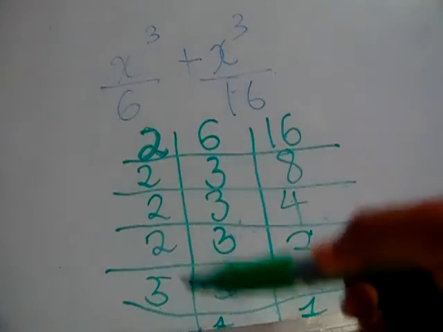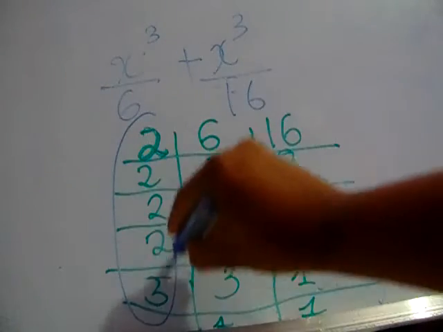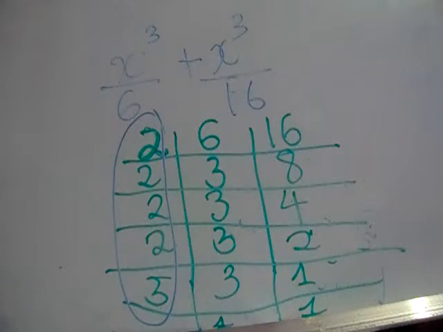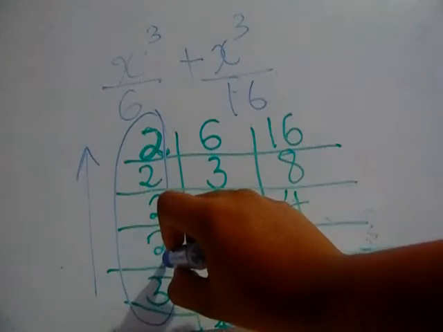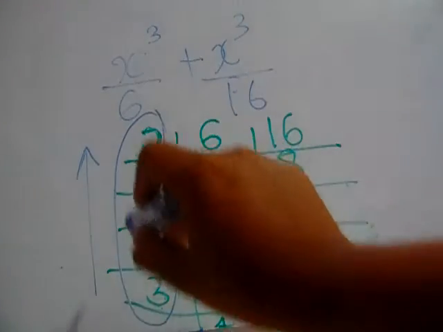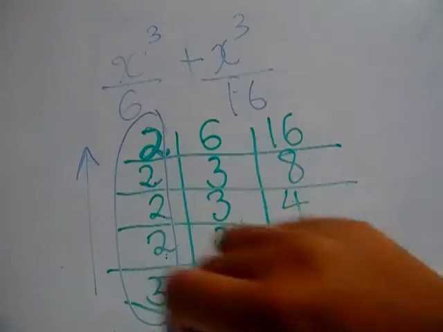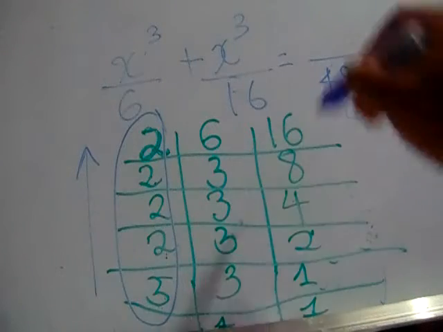Okay, so what we do now is we take this part, that's all the things we used to divide, and we multiply all of them. The multiplication of all of them will give you the common denominator. So if we multiply 3 times 2, we get 6. 6 times 2, we get 12. 12 times 2, we get 24. 24 times 2, we get 48. So the common denominator will be 48.